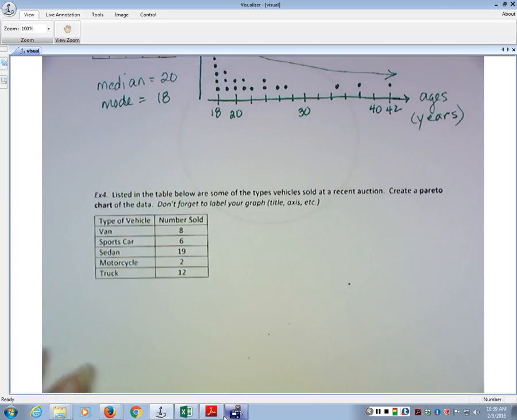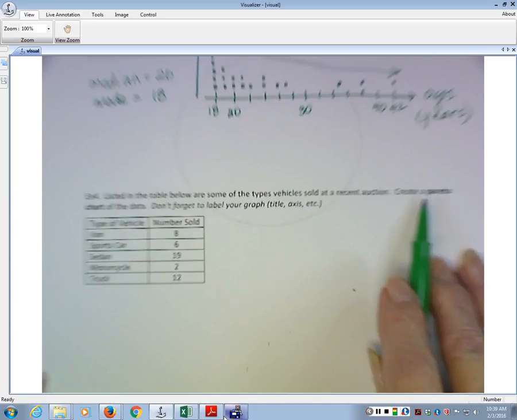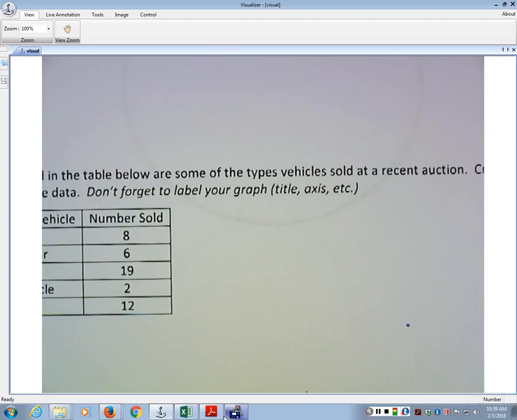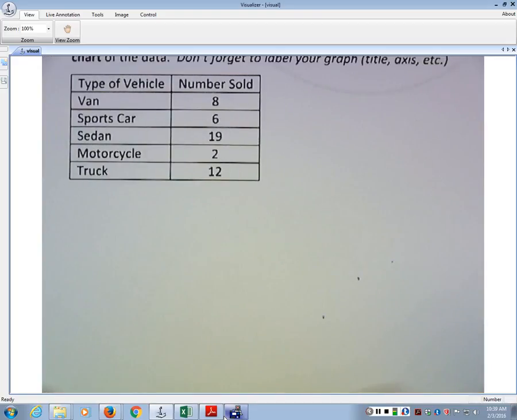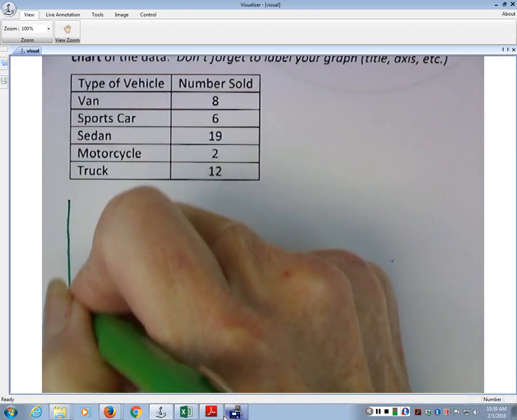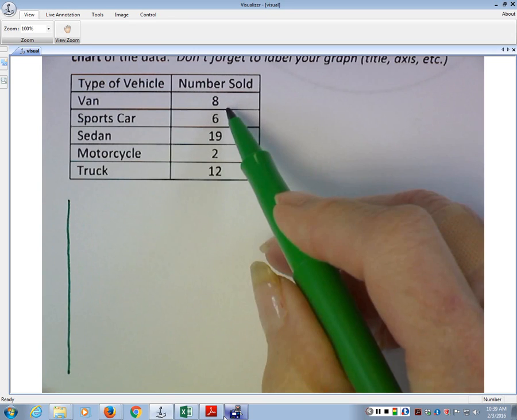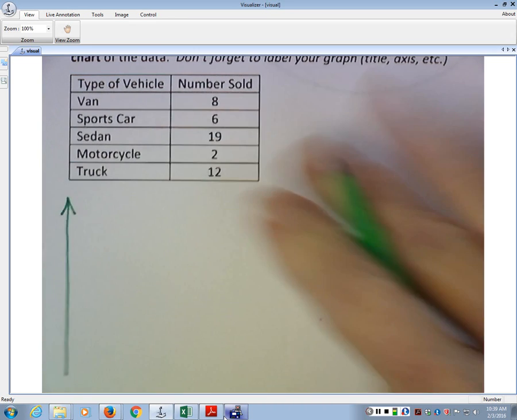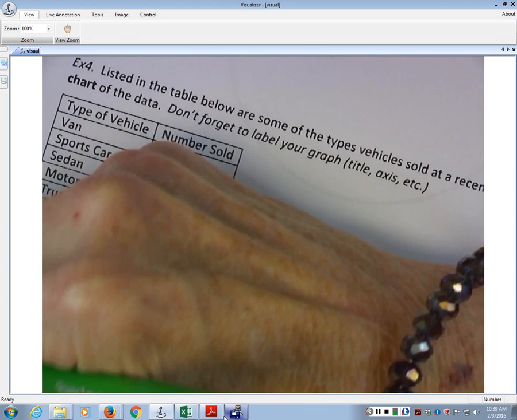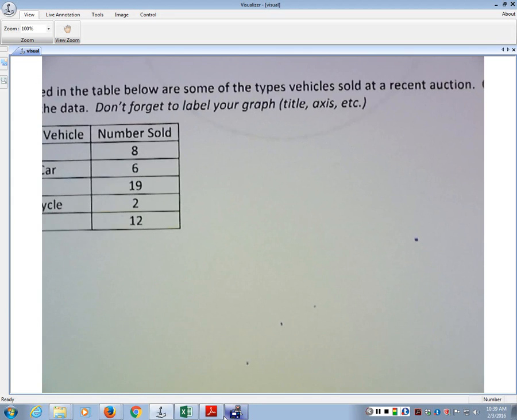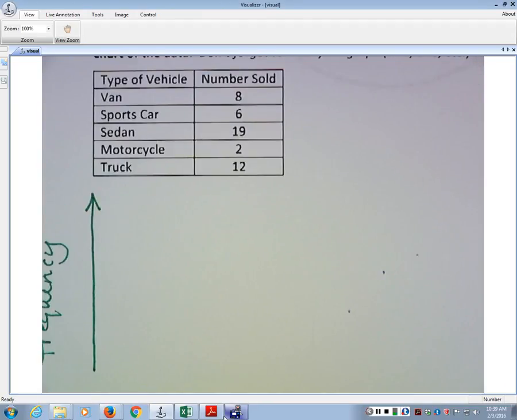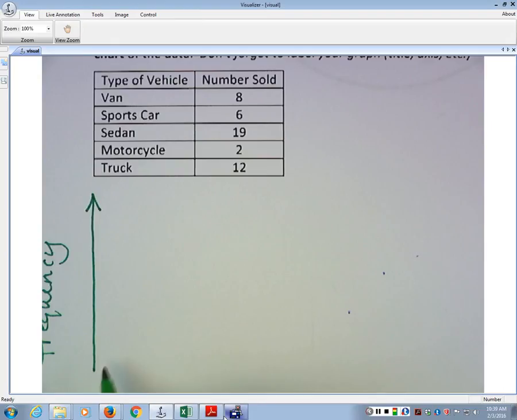So if I were going to make what's called a bar chart, and notice this says Pareto chart, I'm not going to talk about Pareto until after I've shown you the bar chart so you can see the difference. If I were going to draw a bar chart of this data, the bar chart would look like this. I would know that this is my frequency axis, or you could say it's the number of vehicles if you wanted to. And this is going to be my type of vehicle.